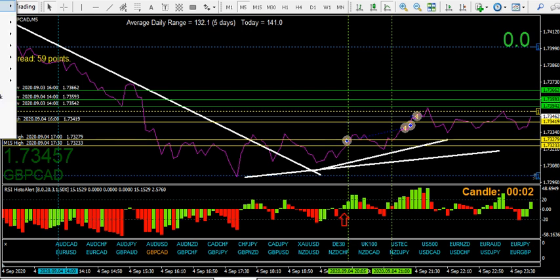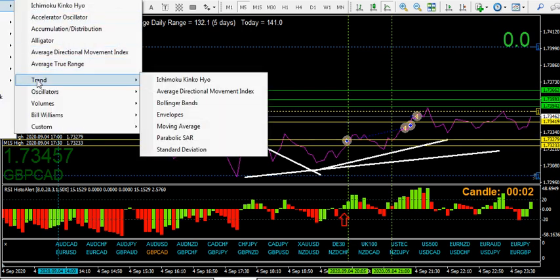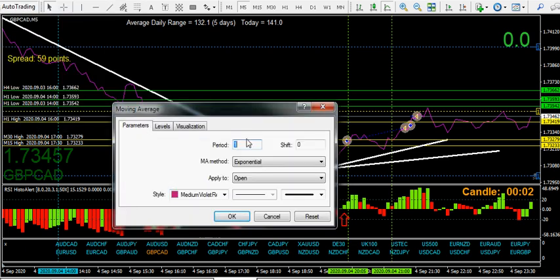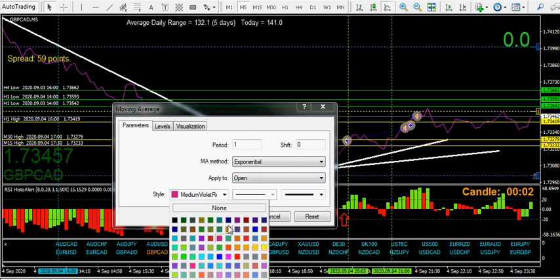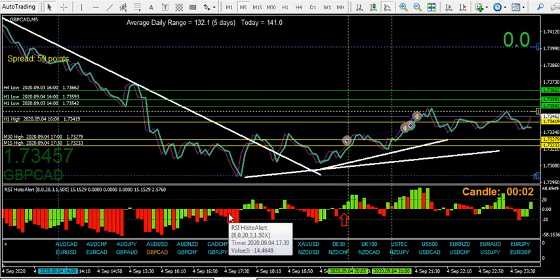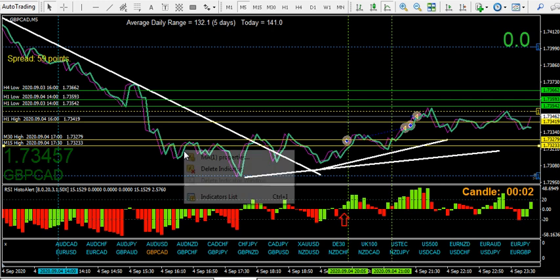Insert indicators, trend, and moving average. Parameters 1. I did it to test it, as you can see. Put a different colour on there. Go for a lovely little medium green. Oops, and I didn't put it on the close. What a dork. That'll teach me. I was just testing it.